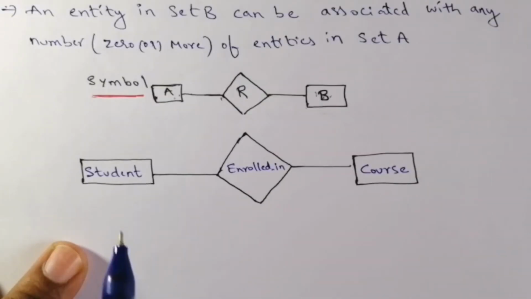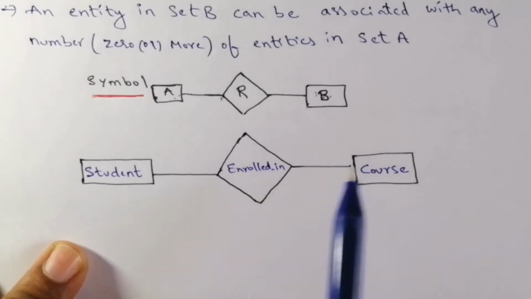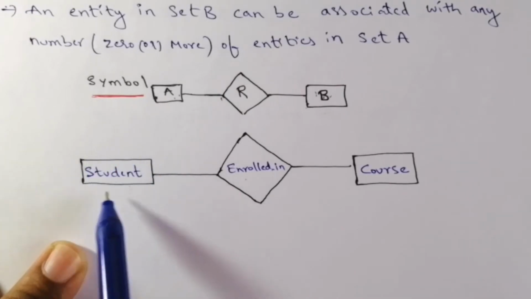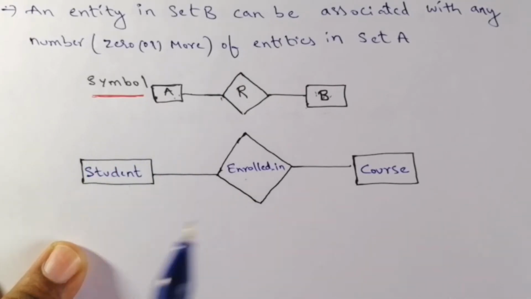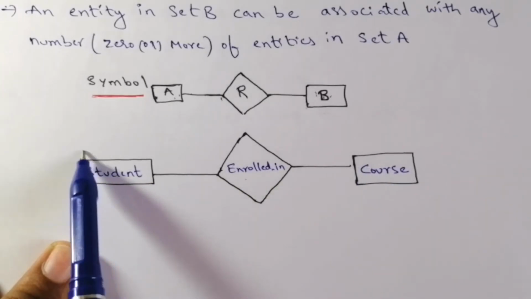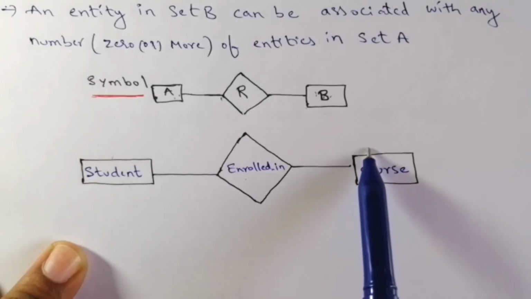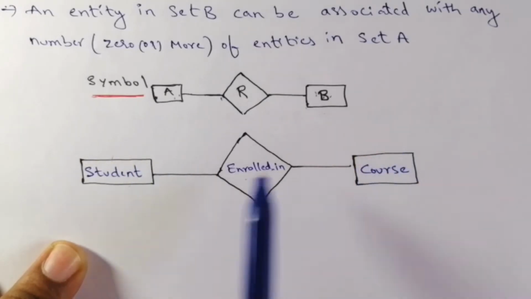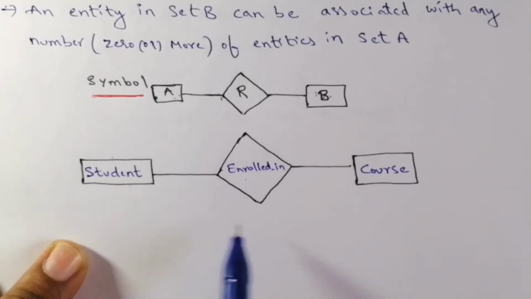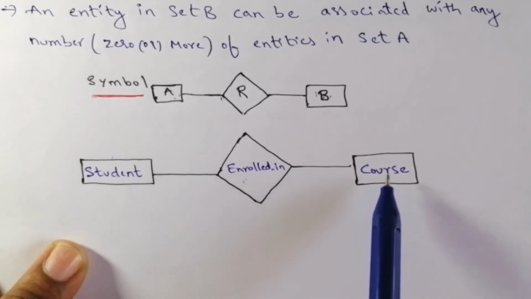Let us look at an example. Here we have two entities, student and course, and one relationship, enrolling. I have not specified all the attributes here for simplicity. A student enrolls in a course. Student is going to have student ID, student name, student age, and course is going to have course ID, course name. Let's understand the cardinality, right? So a student enrolls in a course.